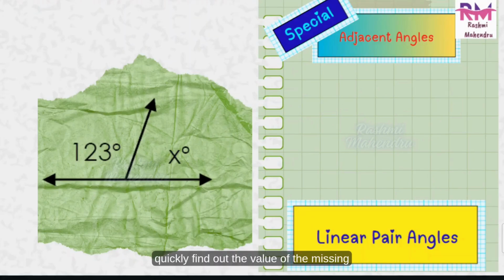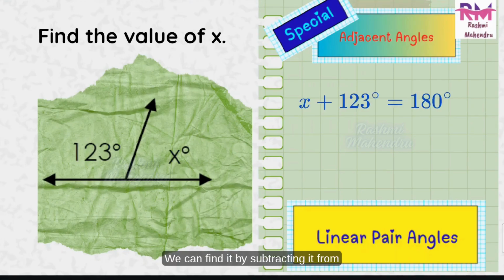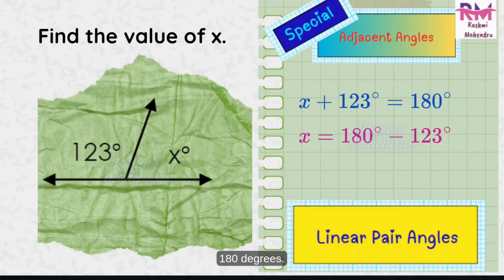Moving on, quickly find out the value of the missing angle from the linear pair. Correct. We can find it by subtracting it from 180 degrees and the answer will be 57 degrees.